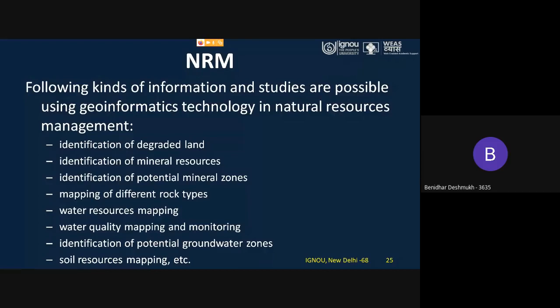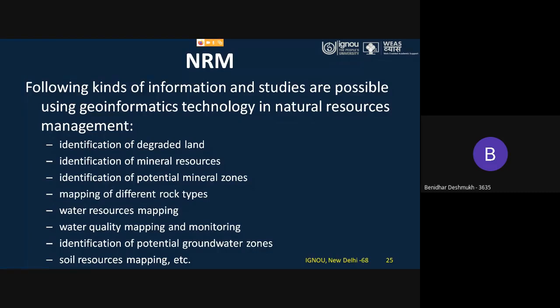Then mineral resources, mineral zones, then the different kinds of rock types, lithological studies, water resources mapping, then quality of water, mapping them and monitoring the quality over time. That is also a common kind of case study that is done. And for underground water, finding the potential areas for groundwater zones is another common example of this. Then soil resource mapping is another common example for natural resource management.